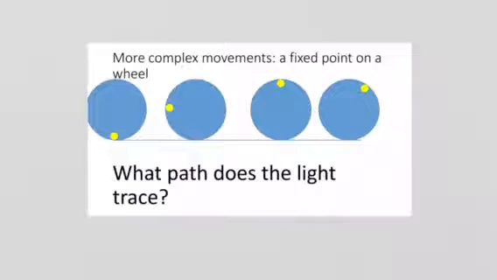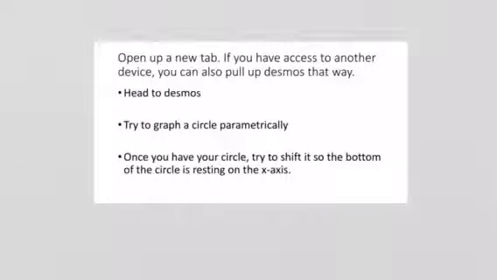As this wheel rotates, that light is going to follow a certain path, and our goal is to model the path of the light parametrically. So that is our goal of the first part of this lesson. So open up a new tab, or if you have access to another device, you could use that instead, and just get Desmos pulled up. And your first task is to try to just graph a circle parametrically. I just need to see a circle.